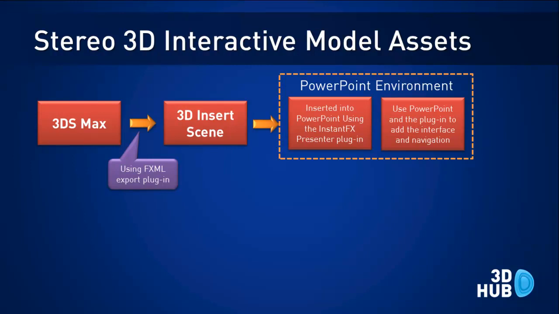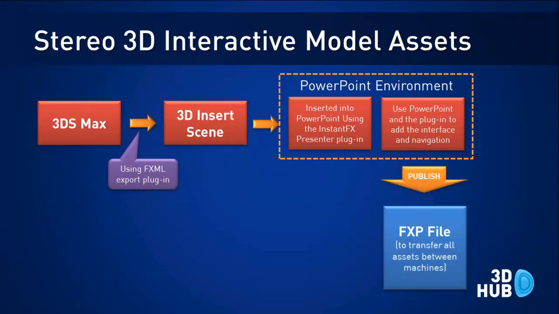Now once we've added the interface, and we can test all the interactions and the animations, we can then export it into two file types. One which is an FXP file. That's really a collection of all the data, so you can transfer it from machine to machine. So if you've created a lesson in PowerPoint using a load of assets from 3D Studio Max and you want to give that to another user to be able to carry on working collaboratively on that project, then you would create an FXP file, and that basically, once you've exported it from PowerPoint, you can then take it to a new machine and re-import it into PowerPoint, and that will put all the assets in the right place for you to carry on working.